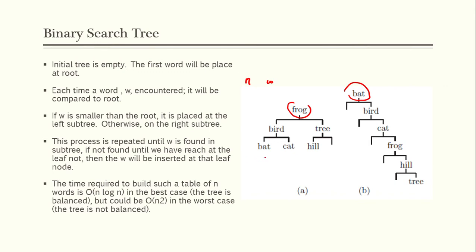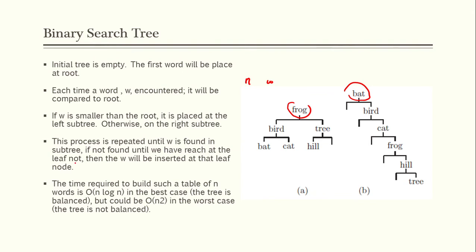The next word will be compared to bird. The B in bat and the B in bird are the same. Then they compare the second letter, I and A. So A is smaller. When A is smaller in terms of ASCII number, it will be placed in the left subtree. And the process continues.